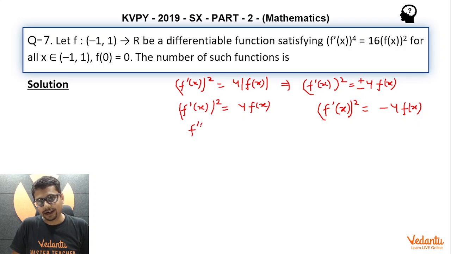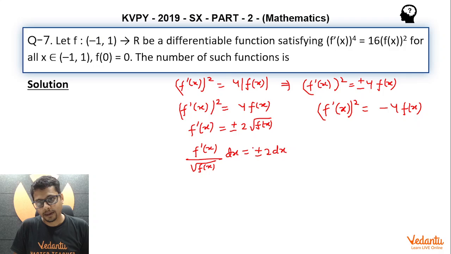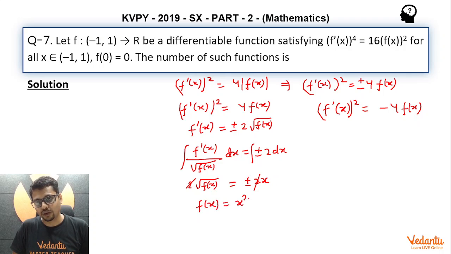So here this would mean f'(x) is essentially plus or minus 2 root f(x). And here, as you cross multiply and integrate with respect to x, you would get 2 root f(x) is equal to plus minus 2x. And since f of 0 is 0, this arbitrary constant would be 0. So now this 2 cancels out. So root of f(x) is equal to plus minus x. That essentially means f(x) is equal to x square.